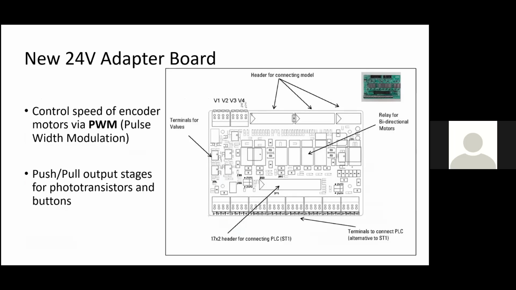The model also incorporates newly developed 24-volt adapter boards to interface to the PLC. These all, of course, ship as part of the assembled training factory and are connected to the PLC via terminals. Now, among other things, the latest generation of adapter boards allows the speed of the encoder motors to be controlled via PWM, also known as pulse width modulation. They also have push-pull output stages for phototransistors and for buttons.